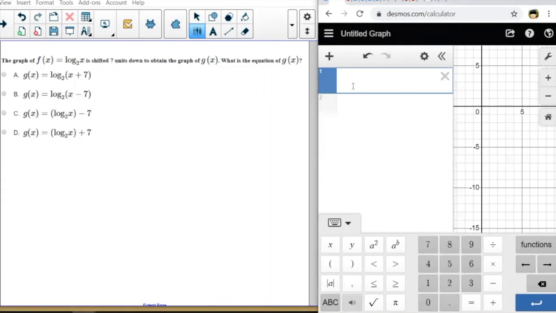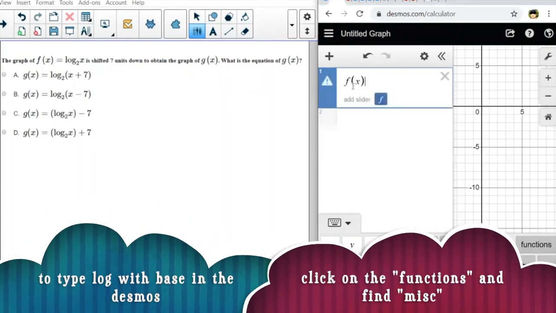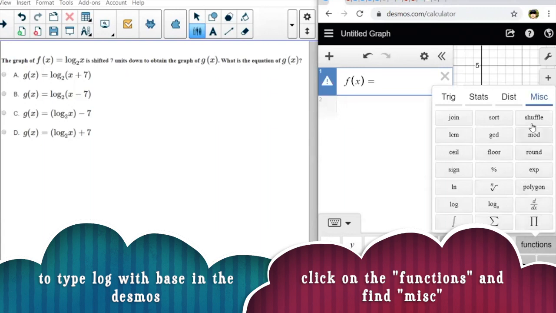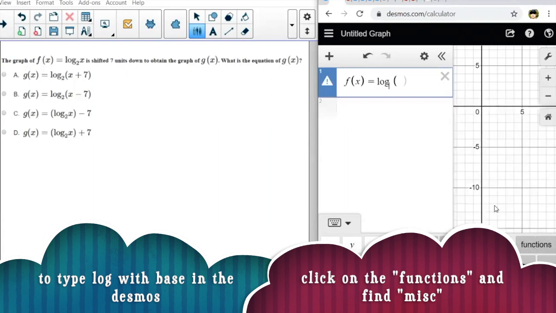So I will type that one in here. That would be f of x equals log of x, with the base 2 at the bottom. We click this function here, miscellaneous, and then you have this log. Then you write 2 right there at the bottom, and then x. This green line is the original function.